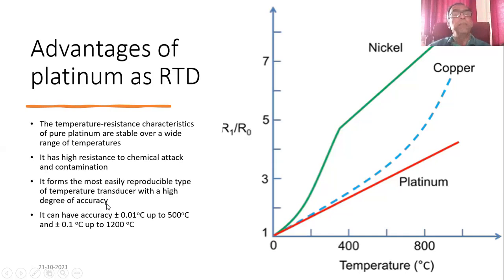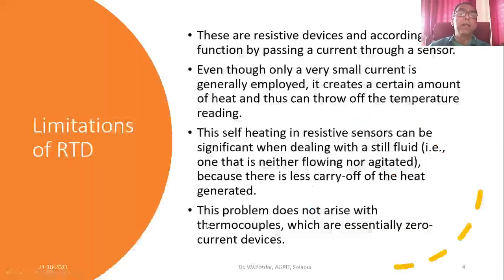So it is more accurate. Platinum as a RTD is more accurate. It can have accuracy of plus or minus 0.01 degrees Celsius up to 500 degrees Celsius, and plus or minus 0.1 degrees Celsius up to 1200 degrees. This is a very high accuracy platinum as RTD provides me.